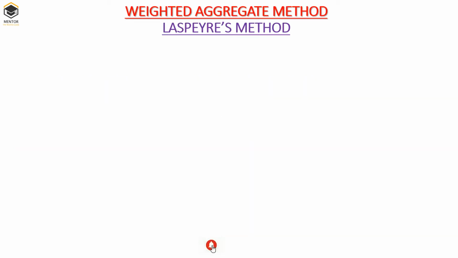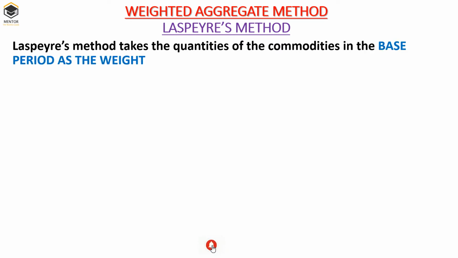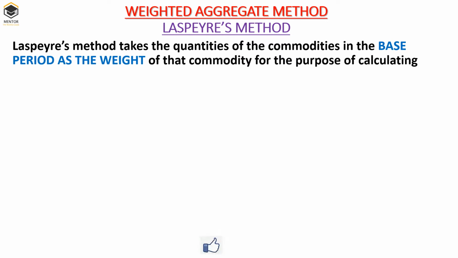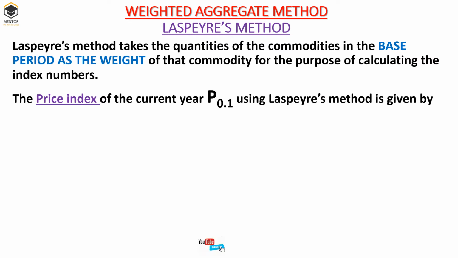The first method under weighted aggregate method is Laspeyres method. Here the author has given the weight to the base year. So Laspeyres method takes the quantity of the commodities in the base year period as the weight of the commodity for the purpose of calculating the index number. So the price index of the current year P01 using Laspeyres method is given by this formula.